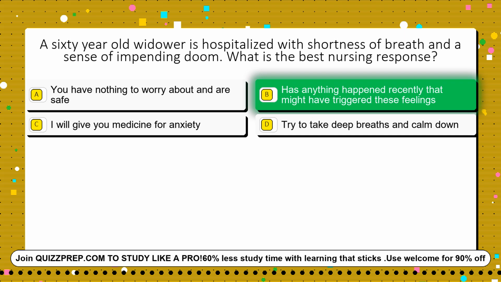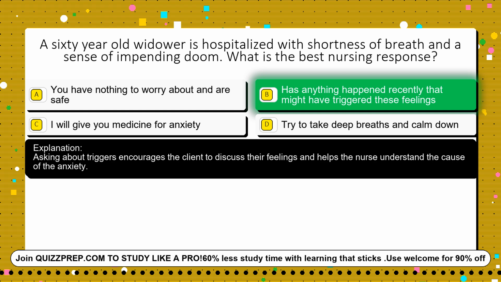The correct answer is option B. Has anything happened recently that might have triggered these feelings? Asking about triggers encourages the client to discuss their feelings and helps the nurse understand the cause of the anxiety.